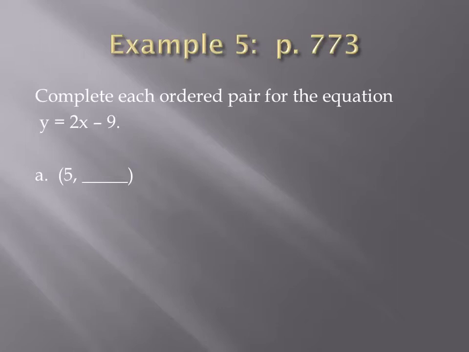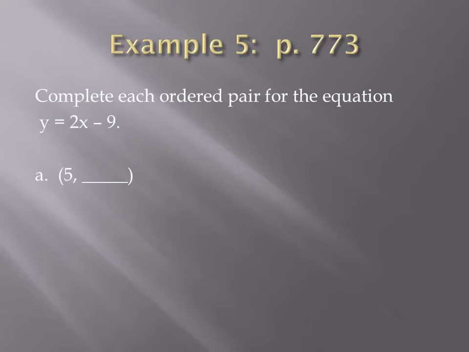Okay, and example D. 5x plus 2y equals 20, so 5 times -4 plus 2 times 20 equals 20. 5 times -4 is -20. 2 times 20 is 40. -20 plus 40 is going to be +20. 20 does equal 20, that's a true statement. So yes, (-4, 20) is a solution.